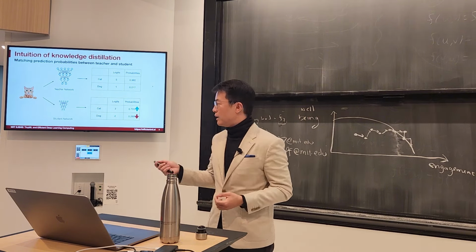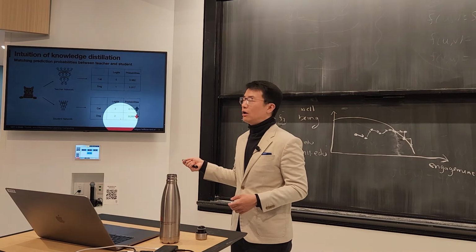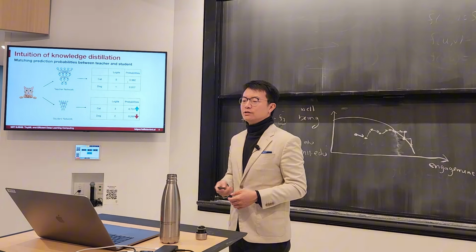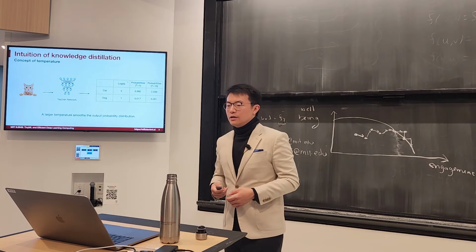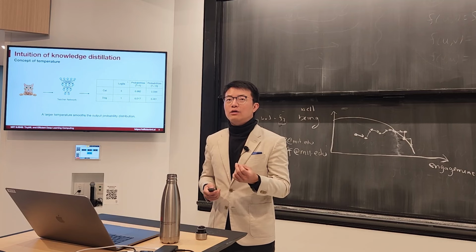So our goal is to bump up the probability for the cat and bump down the probability for the dog to match that of the teacher. So how do we do that? Let's first learn this concept called temperature.